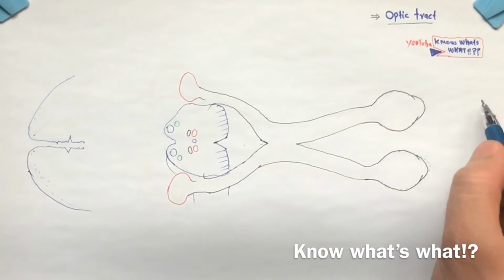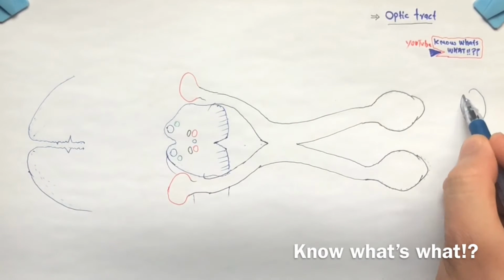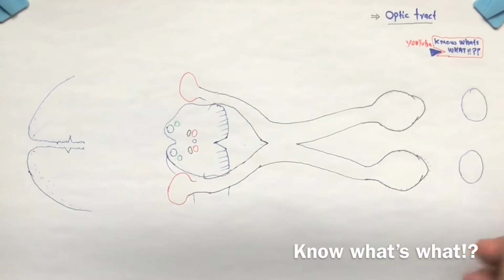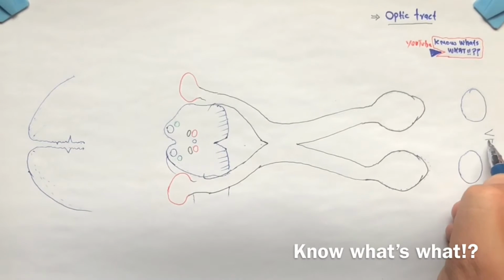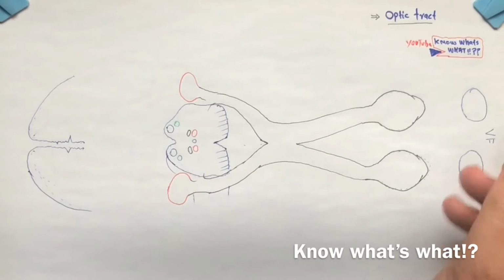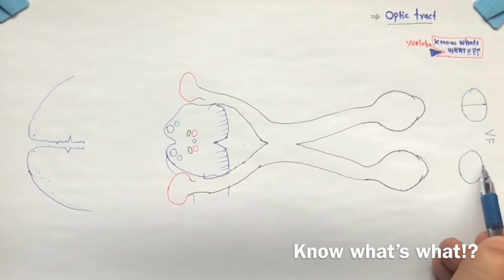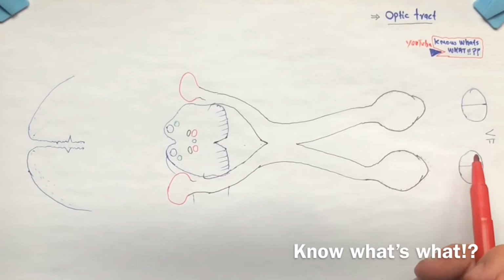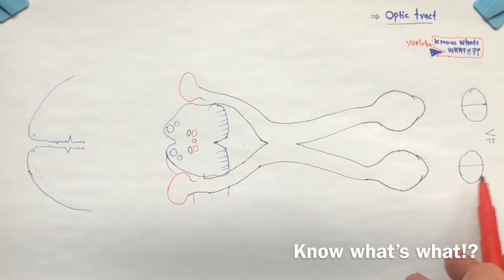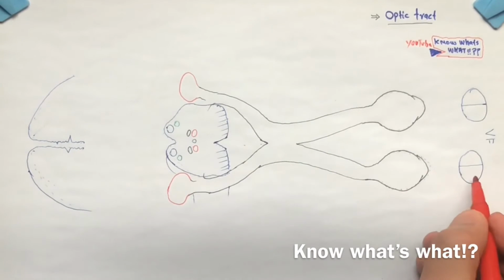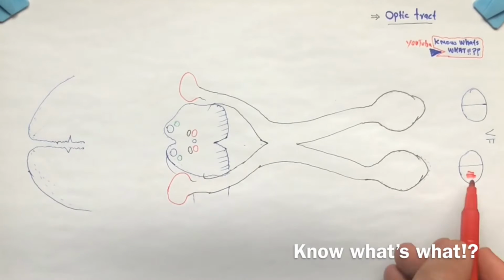Now here is the visual field for each eye. We draw it as a circle and we divide it into nasal and temporal visual field. So here, these two on the nasal side are called the nasal visual field for each eye, and then the temporal visual field, so nasal and temporal visual fields. Okay, now this one, I'll put the red dot in here.